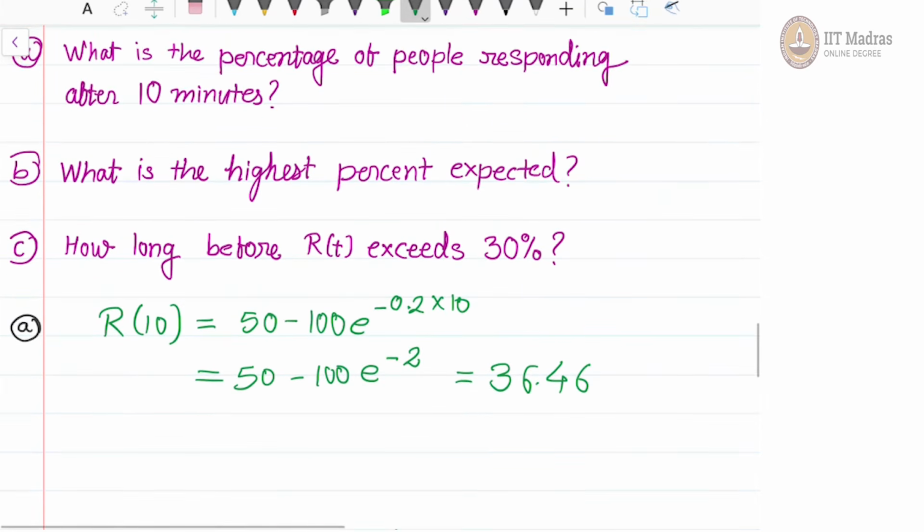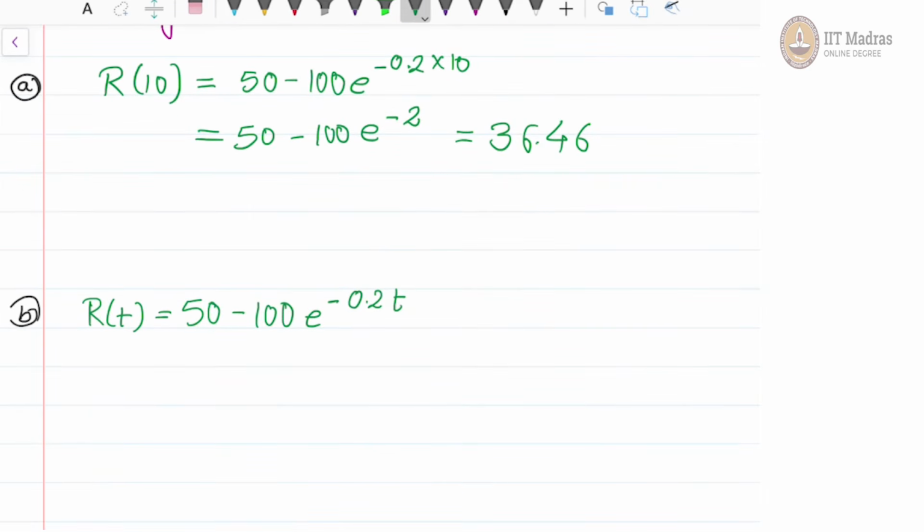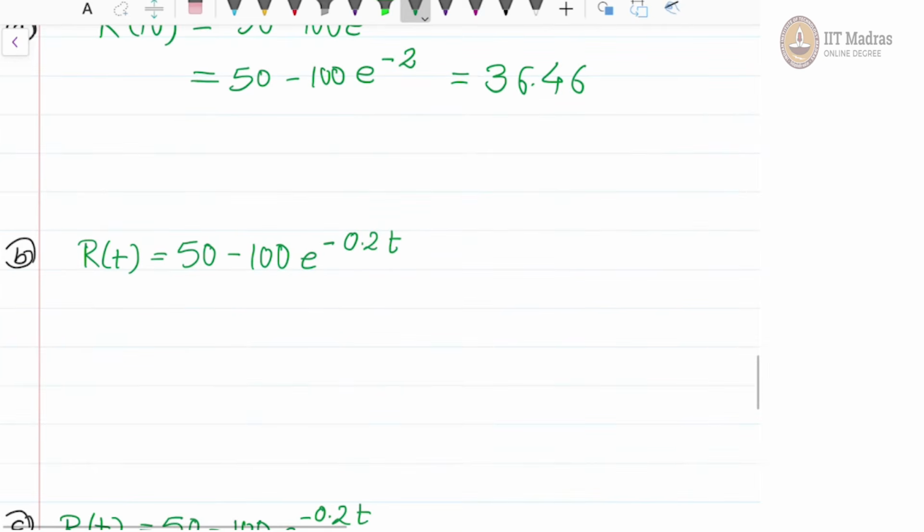Now let us look at the second question. What is the highest percentage expected? Now you have to think about this function, which is 50 minus 100 times e raised to minus 0.2t. Now you look at the function e raised to 0.2t or e raised to x. You already know the graph of the function f of x equal to e raised to x. Now how will the function look when you are talking about f of x is equal to e raised to minus x?